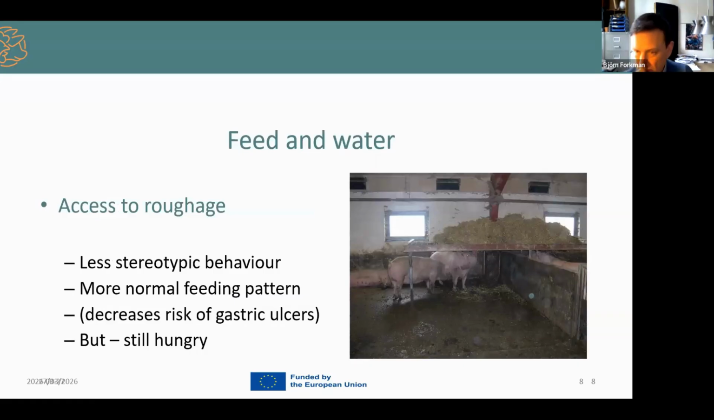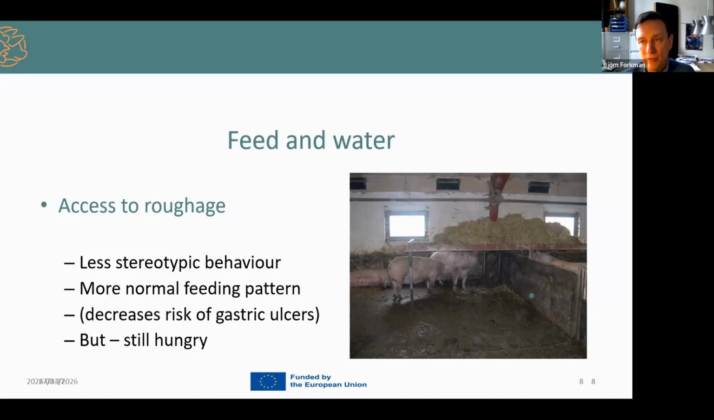So, access to roughage. As I said, access to roughage seems to diminish some parts of the hunger level in sows. So you get less stereotypic behavior, less abnormal behavior if they're given access to roughage. You have a more normal feeding pattern. And one additional advantage is that it actually decreases the risk of gastric ulcers. Doesn't have anything to do with hunger, of course, but gastric ulcers is one of the major issues in sow welfare.